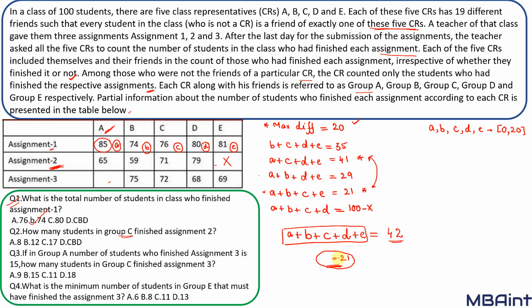So the value of A plus C plus D plus E would just be equal to 41, because you can easily get from these two equations that the difference between them is exactly 20. Now A plus B plus C plus D plus E equals 41. Now what do I need to find? I need to find how many students in group C finished assignment 2. If I get C, I will easily be able to find the exact value which I need to find.